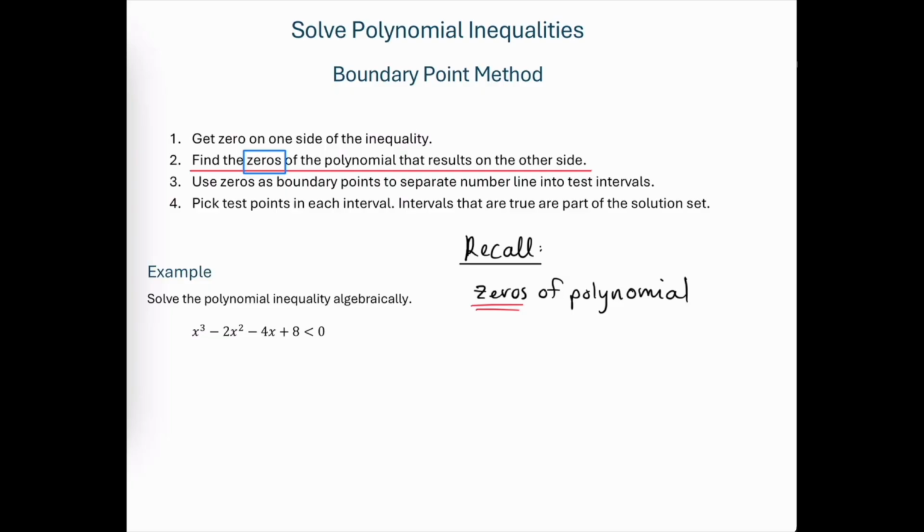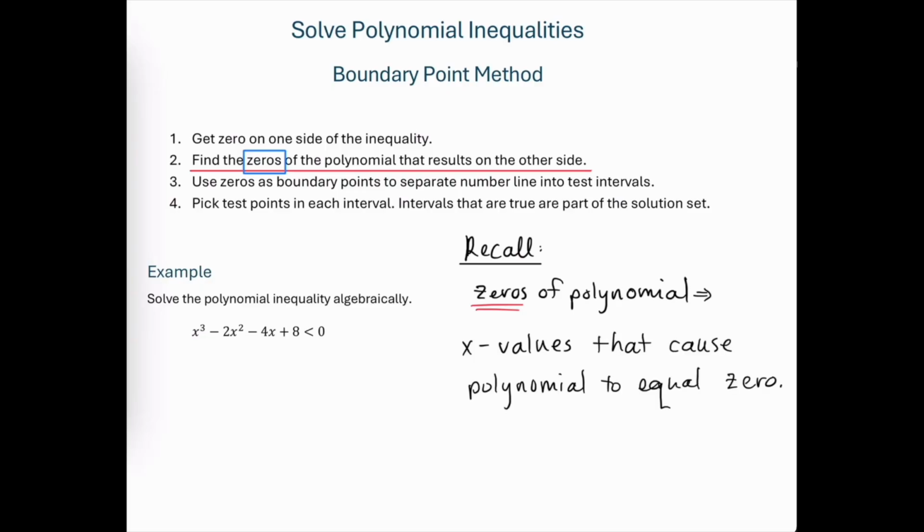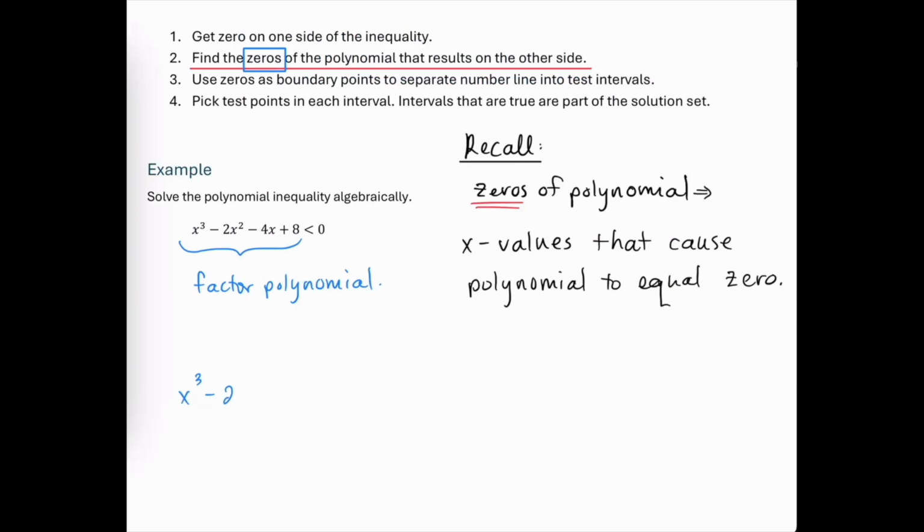Let's recall that the zeros of a polynomial are the x values that cause the polynomial to be equal to 0. So as a reminder, in order to find the x values that cause the polynomial to be equal to 0, we need to factor the polynomial. So looking only at the left-hand side here, we'll notice that it factors by grouping. We can pull an x squared out of the first two terms and a 4 out of the second two terms. So x squared comes out of the first two, leaving x minus 2 that remains.